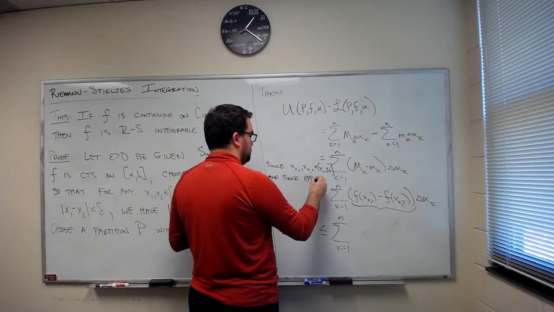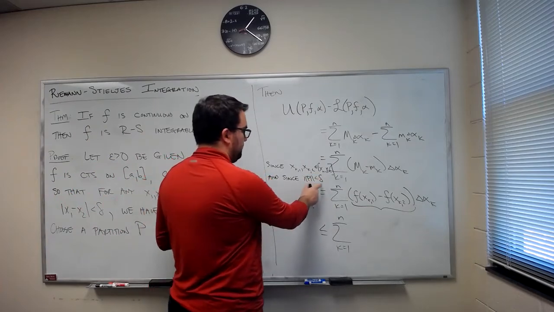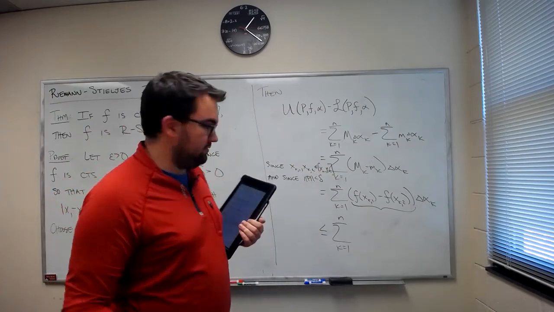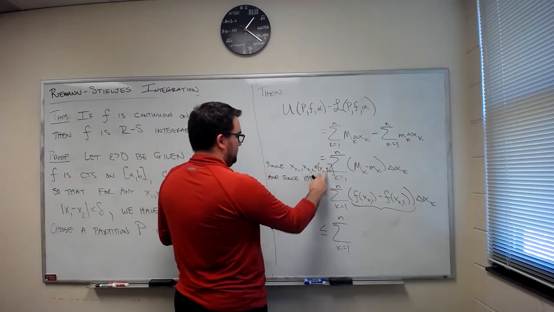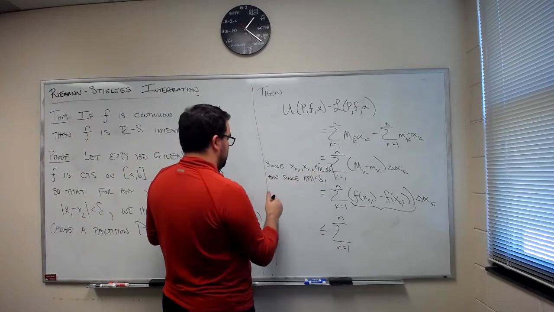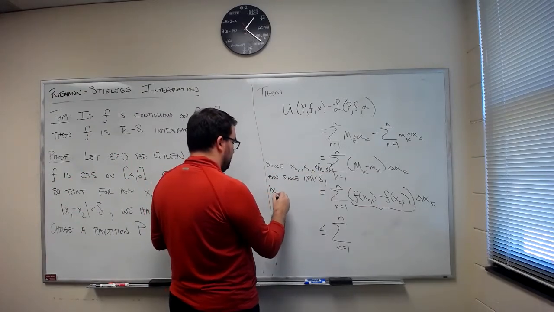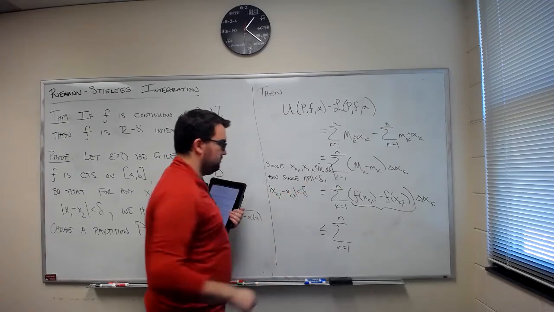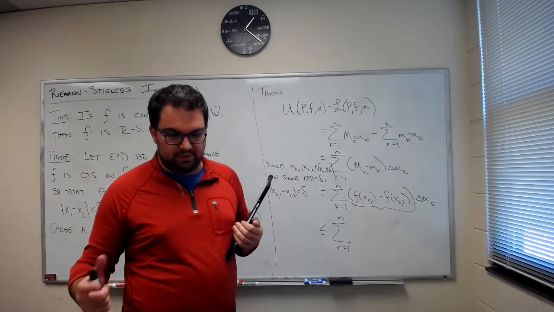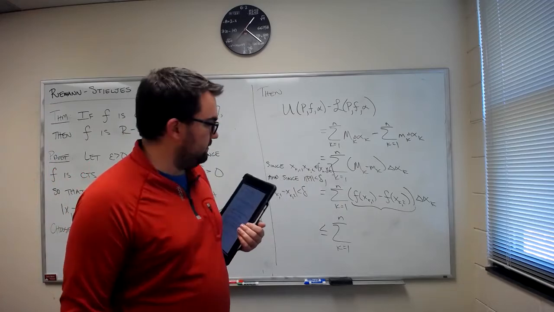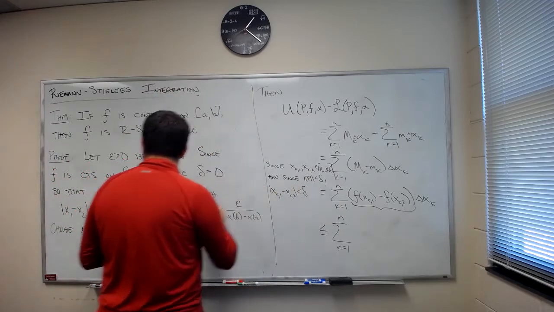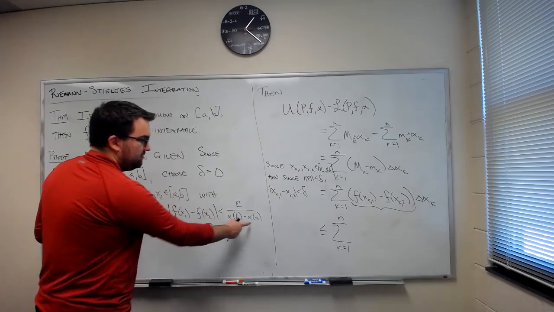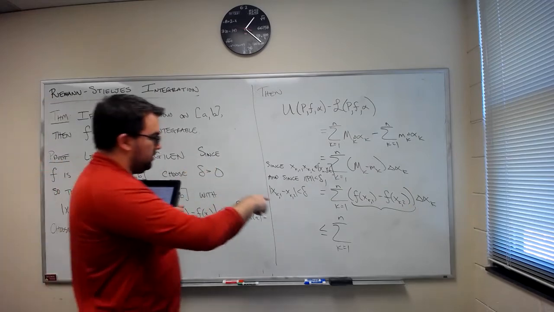the norm of my partition is less than delta, what does that mean? The norm of the partition being less than delta means every interval of this form is less than delta in length. So since this interval is less than delta in length, and these two come from the same interval, I know that x_{k,1} minus x_{k,2}, the difference between those two, must be less than delta. Okay. But since the difference between these two is less than delta, then the difference between their outputs must be less than this value. Okay.